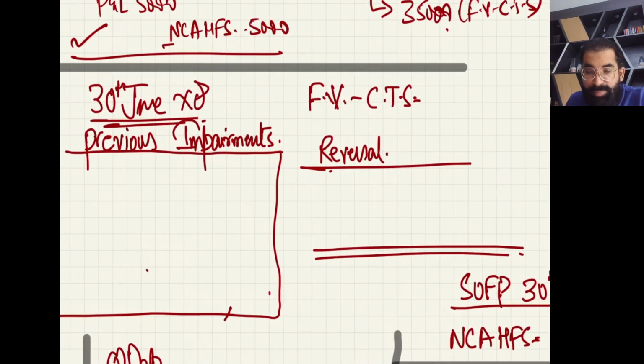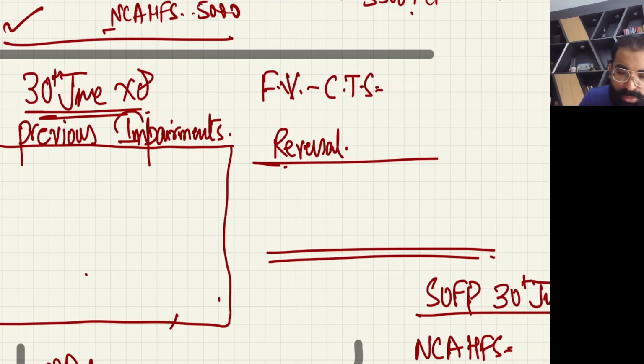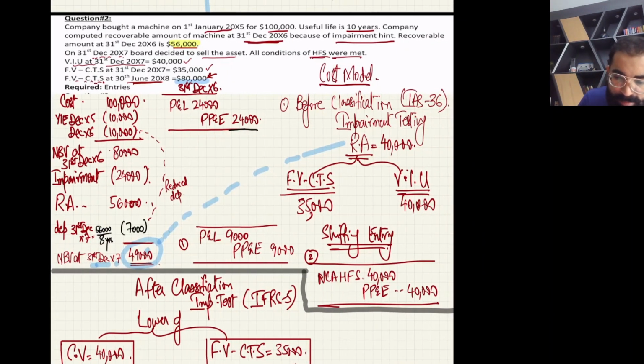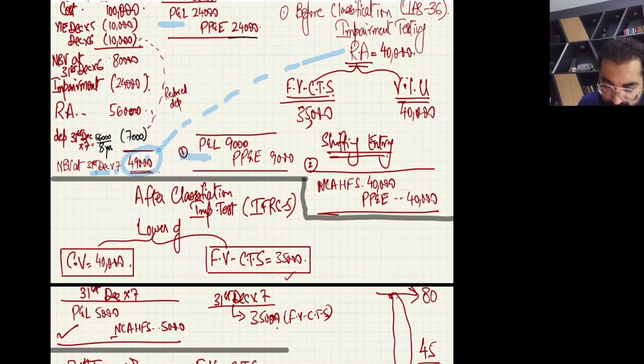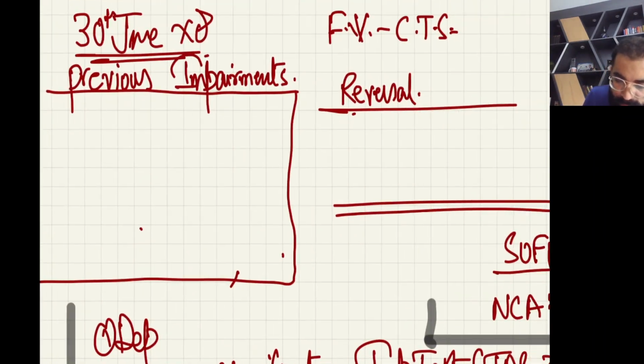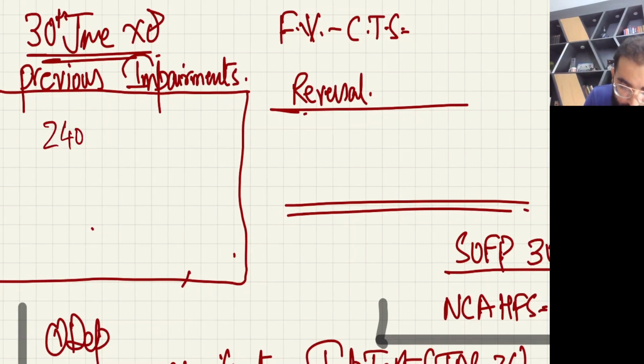Okay, just make a box of previous impairment. Let me show you the previous impairments. Let's count. This is the first impairment, this is the second impairment, and this is the third impairment. There are 3 impairments. See the screen right now. See the screen actively. One is 24,000, then 9,000, and then 5,000. Just let me write down. 24. Okay. Then you have 9, and then you have 5.